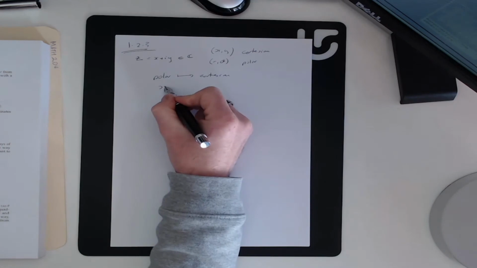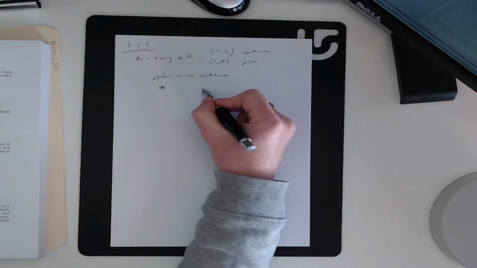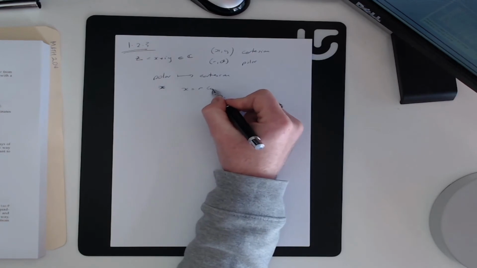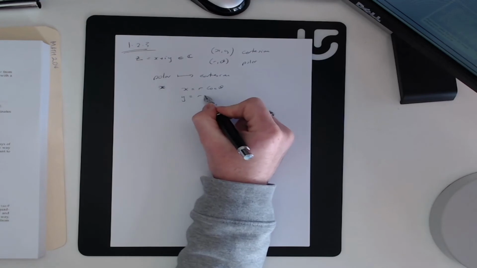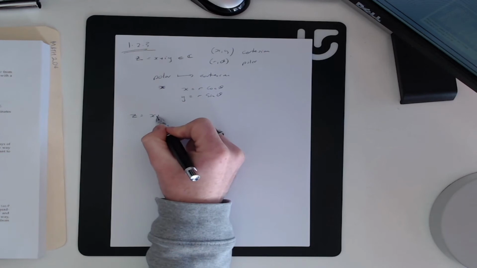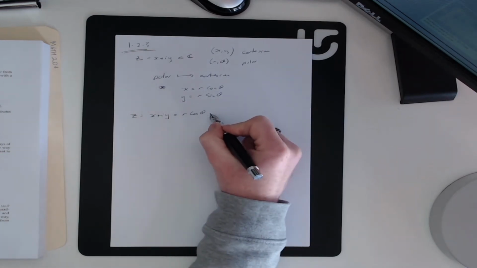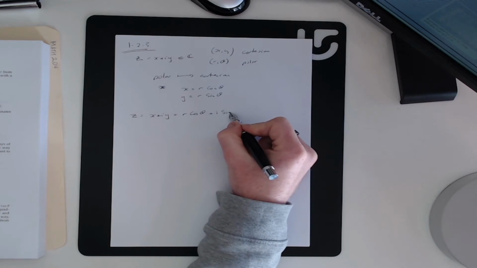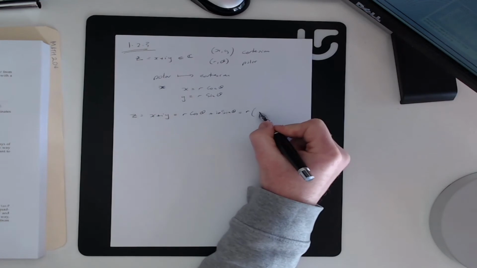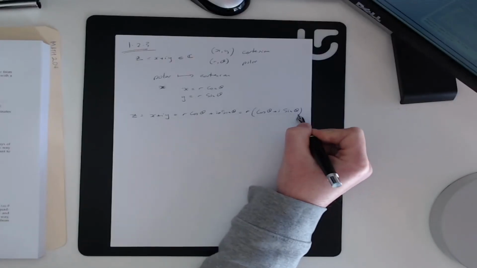We know that x is equal to r cos theta and y is equal to r sine theta. So z, which is equal to x plus iy, is also equal to r cos theta plus i sine theta, or r times cos theta plus i sine theta.